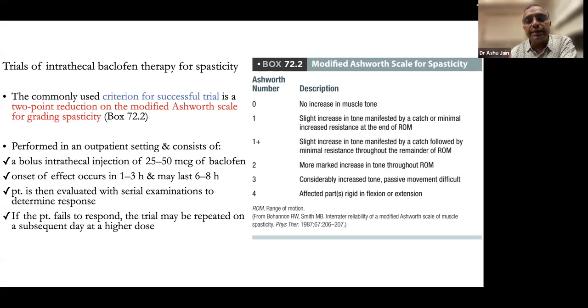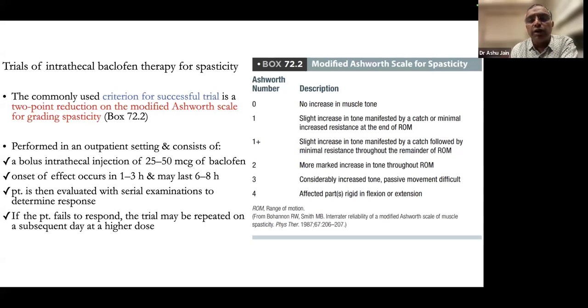Once you inject intrathecal baclofen, it takes around 6 to 8 hours, because the effect will peak in the next 1 to 3 hours and then fade away from 6 to 10 hours. So what we do, we admit our patients in the daycare, and then in the morning we start this trial, and by evening, after 3 or 4 hours, we know what was the dose we have given, suppose 50 mics, and how the patient is behaving.